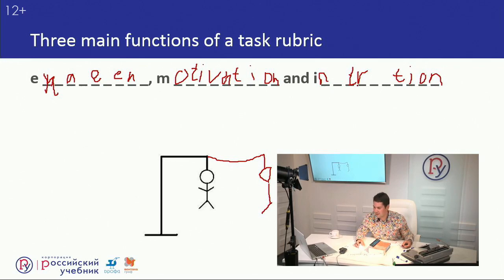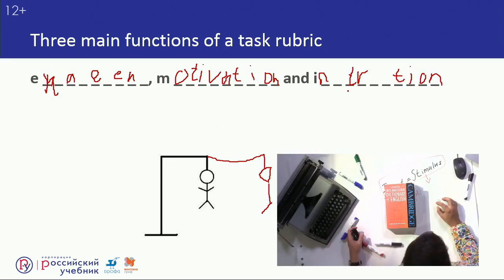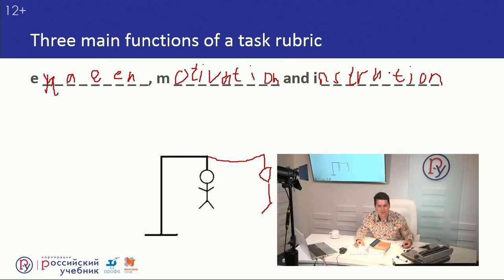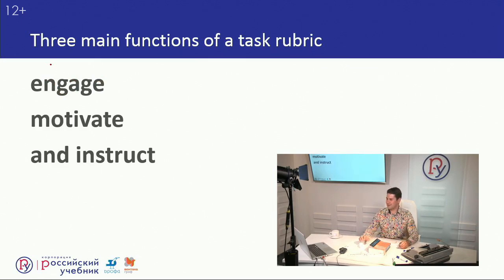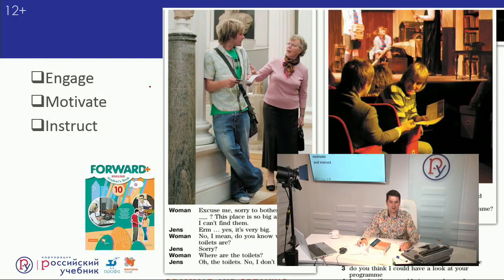R already there. Instruction. Yes, Svetlana, you have guessed the word correctly. Instruction is the third word. But what is the first word? Engagement. Brilliant, Veronica. Yes, we have guessed all the 3 words. The 3 functions are engagement, motivation, and instruction. A good task rubric offers some engagement and motivation and instructs on what actually has to be done.